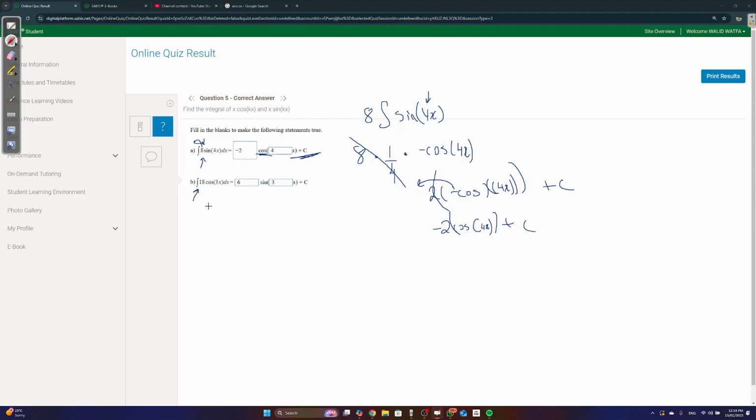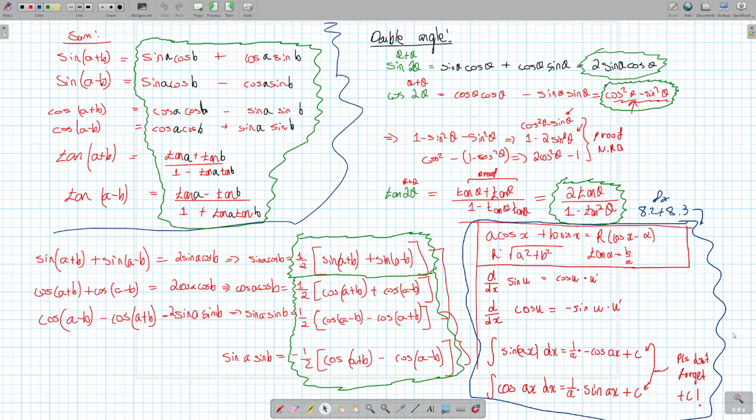Next, 18 cosine 3x. Take 18 outside. Integral of cosine 3x dx. What's the rule? 1 over a, so 18 times 1 over 3. The integral of cosine is sine 3x, plus c. So 6 sine 3x plus c. The rules are here in case you don't know, these two at the bottom.